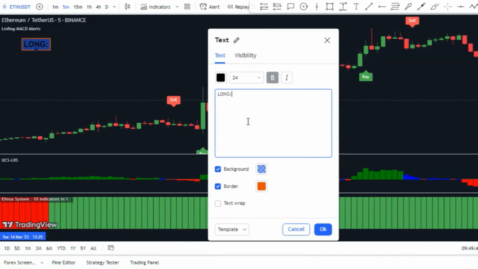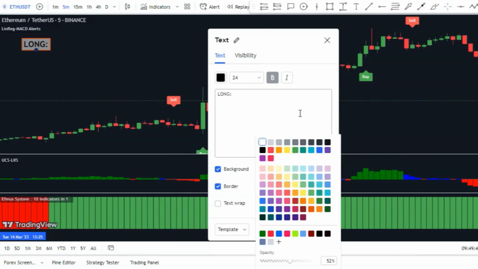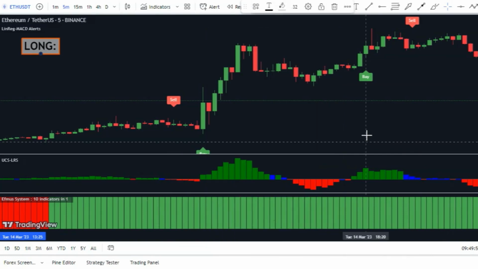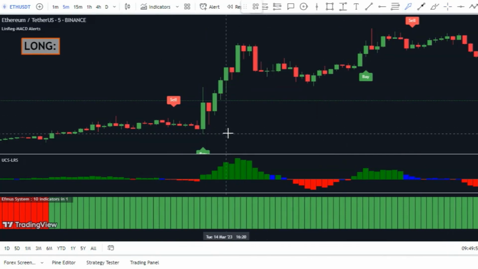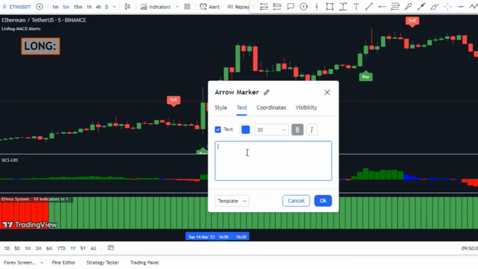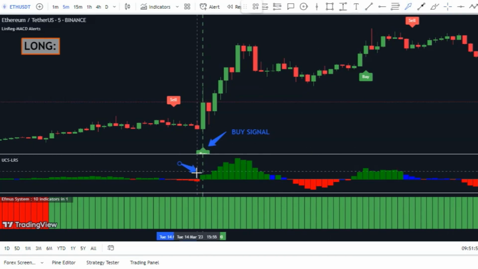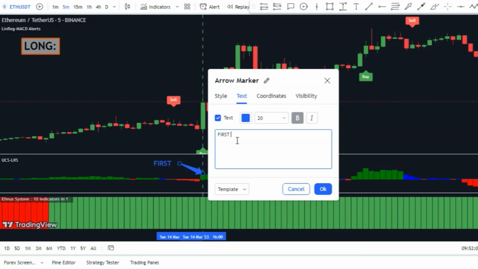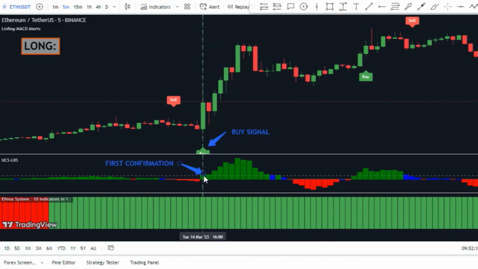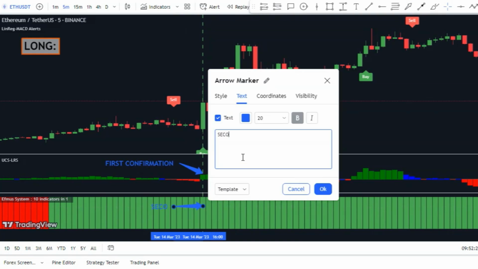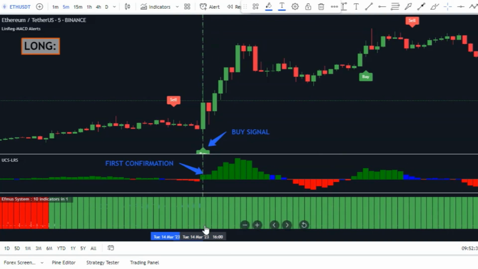Now let's review the trading rules. To enter a buy trade, a buy signal must be issued first. Then check for the confirmation from the linear regression slope oscillator. Next, confirm the trend direction using 10 indicators in one. If the histogram of this indicator is green, the market is trending upward.